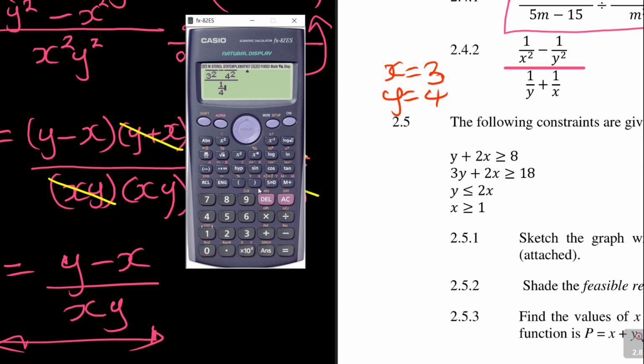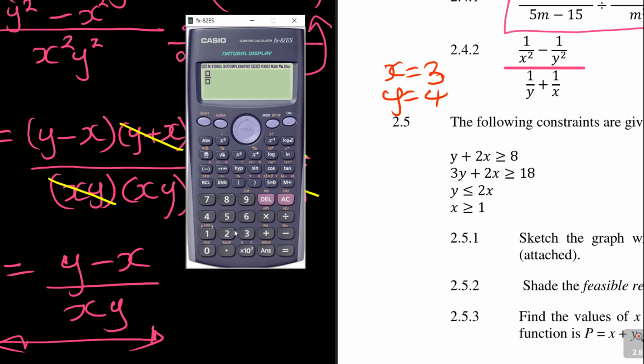Right, and then what? Plus, and then the fraction is 1 over 3. Just check it again to see if I did it right. It's minus there, equal to 1 over 12. I'm getting 1 over 12. Let's do the final answer. It must also give me 1 over 12.